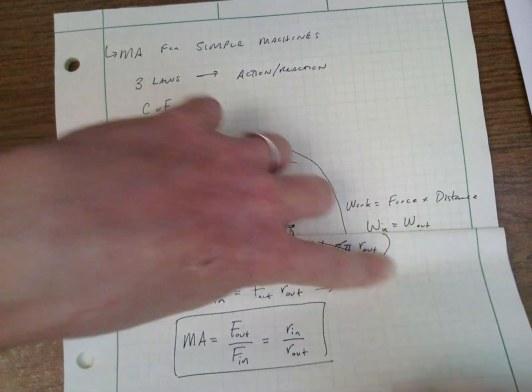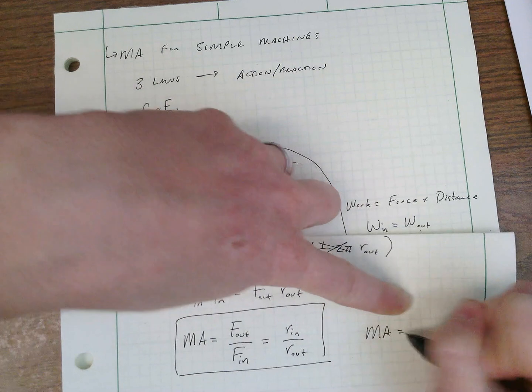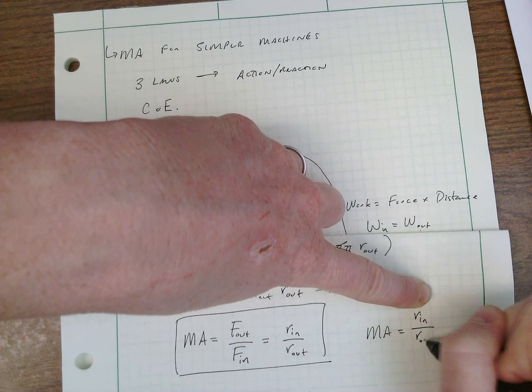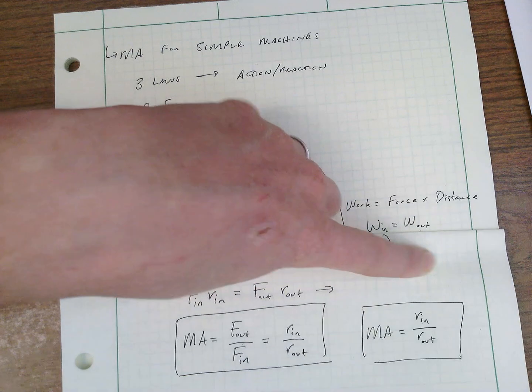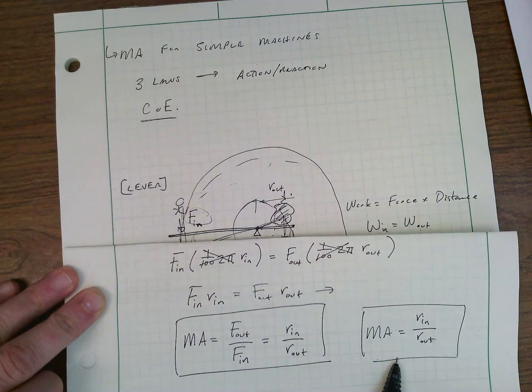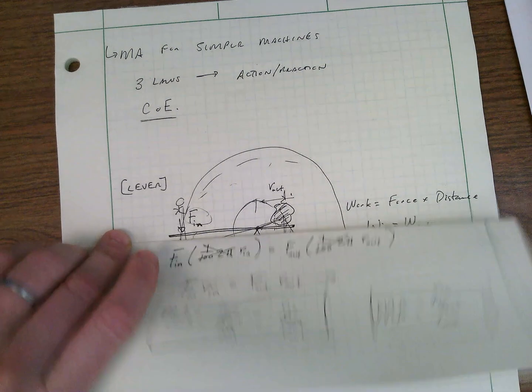Right? And this is what I list on your equation sheet, because typically you don't have sensors to measure the forces. What you've got is a ruler, right? So this is the equation that you've got on your equation sheet for the lever. All right, so that's the lever. Let's move on.